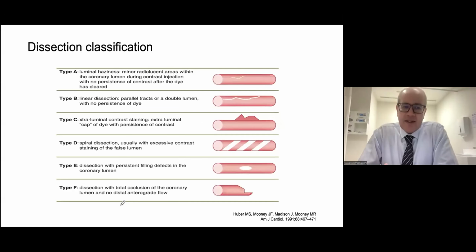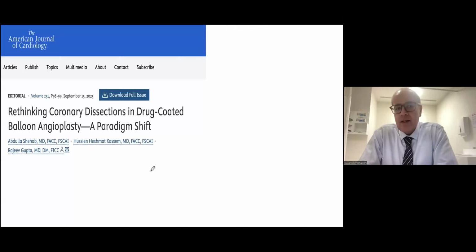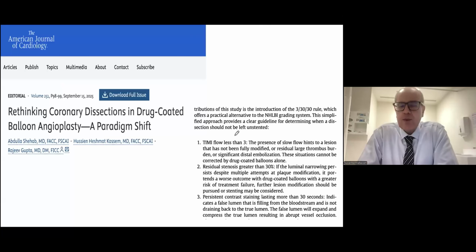And I know there is the classic National Heart Lung Blood Institute grading of dissection from A to F, but in my opinion, this is really difficult to assess in the cath lab and grade from 1 to 6 and take decisions based on this complex grading. So based on the work of Antonio Colombo and his colleagues, we wrote an editorial, me and Dr. Shehab among the speakers today, about how to handle a dissection, and we came up with the rule of 3-30-30.